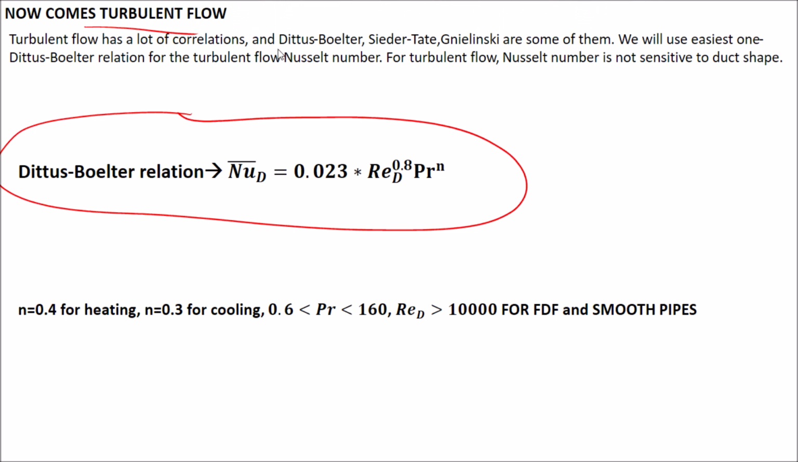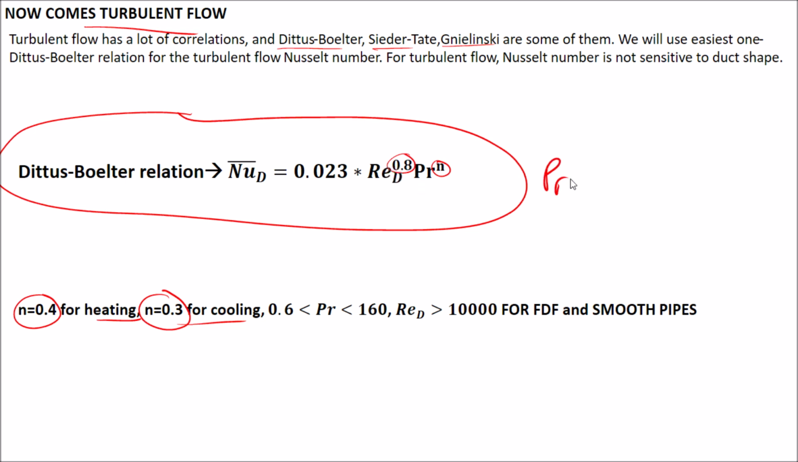But we have different ones: Dittus-Boelter, Sieder-Tate, Gnielinski. There are lots of correlations, but we will use the easiest one, which is Nusselt number equals 0.023 Reynolds number to the 0.8, Prandtl number to the power of n. If it is heating, n is 0.4. If it is cooling, n is 0.3. Okay. Let's first calculate the Prandtl number.